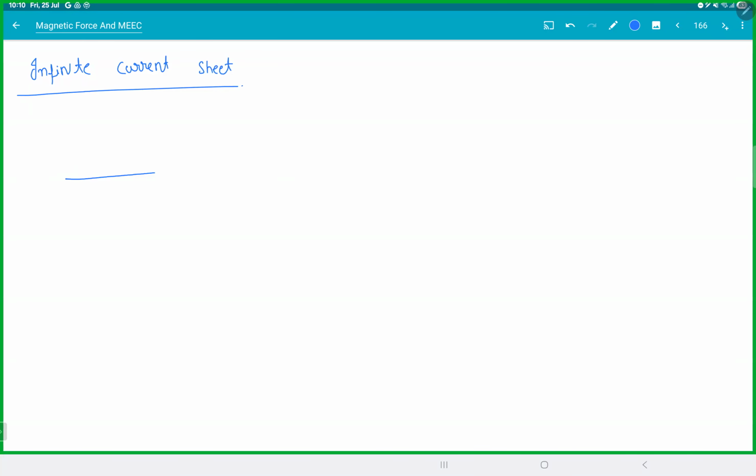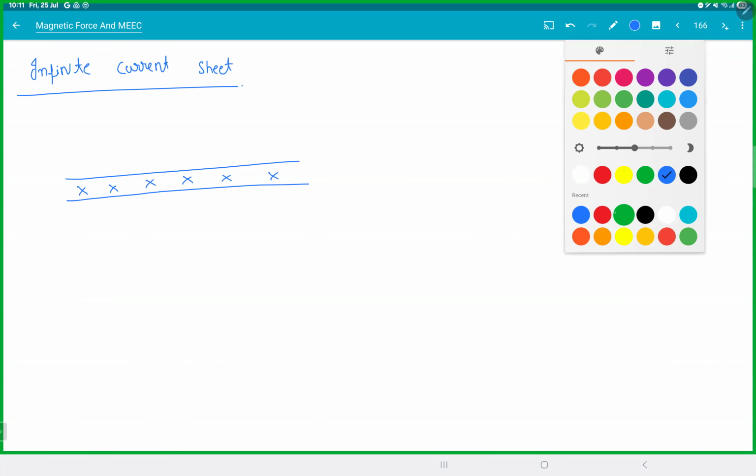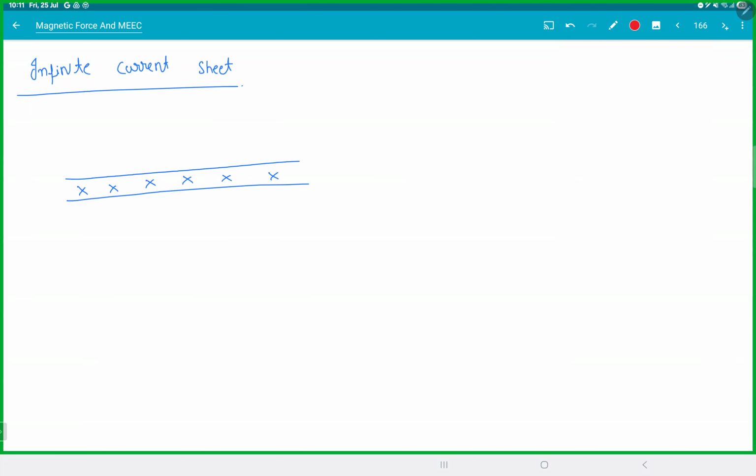So if you have an infinite current sheet, first of all, it is always about choosing a proper Ampere loop. So if I take this point here, the field will be this way. Here the field will be this way. Symmetrically, if I choose one more point here, the field will be this way. Here the field will be this way.